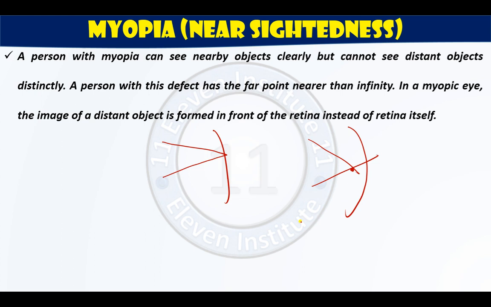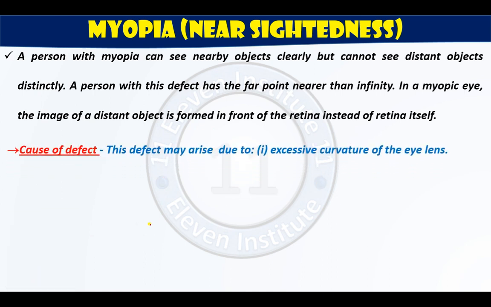The glasses I always wear are nothing but a concave lens, such that these refracted rays do not meet instantly and they meet after some time due to the divergence. I hope this is clear to you. Let us now read what is given in the textbook. This defect may arise due to excessive curvature of lens, or in other words, I can say that lens remains thick.